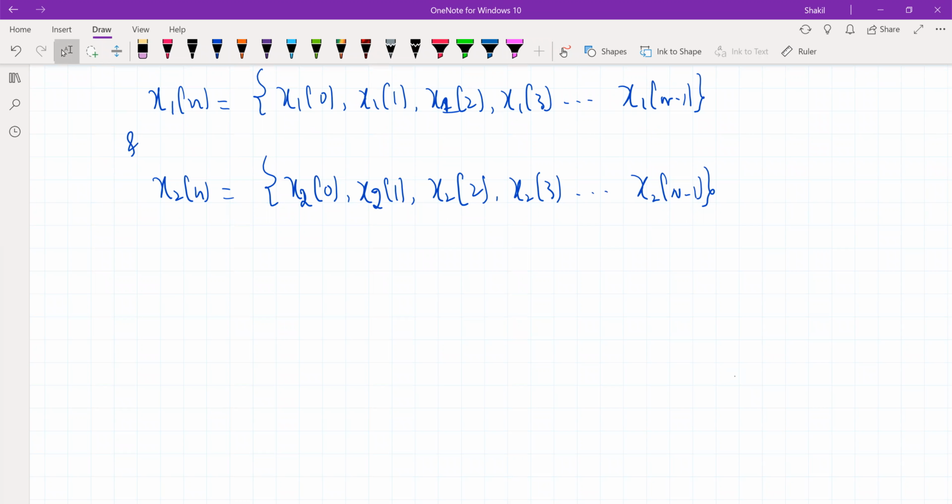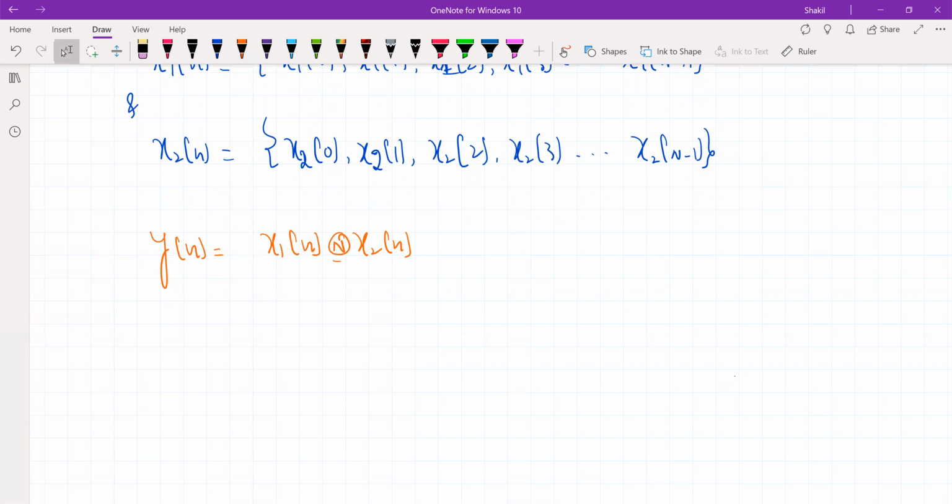So the circular convolution between these two sequences, let's call that y of n, which is the circular convolution between x1 of n and x2 of n, and the symbol used for this is like this. So this means N-point circular convolution between x1 of n and x2 of n. This is the symbol used for circular convolution. Alright. Now, what is the definition that we'll learn next?